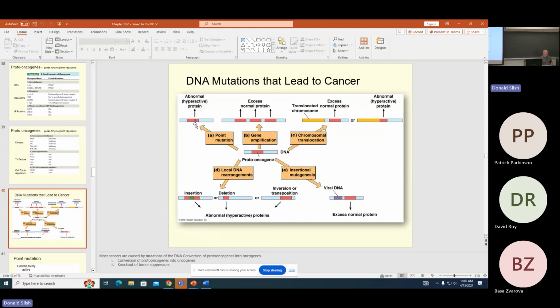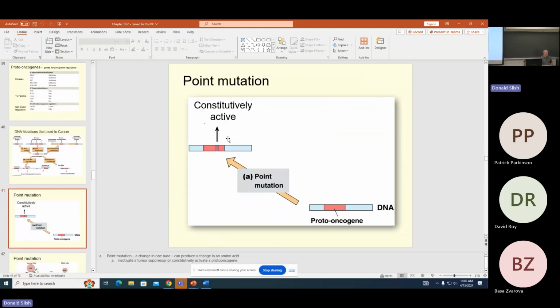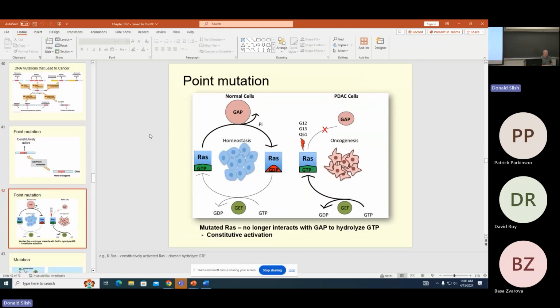One way is by point mutation. So point mutation causing a constitutively active protein. And again, remember, most mutations are going to either knock out the function of the gene or have no activity whatsoever. But there are certain amino acids that you can knock out that will constitutively activate certain proteins. So RAS in particular is a great target for this. We've got three different amino acids that can be changed. And when they're changed, RAS no longer interacts with GAP, and so it never shuts off.